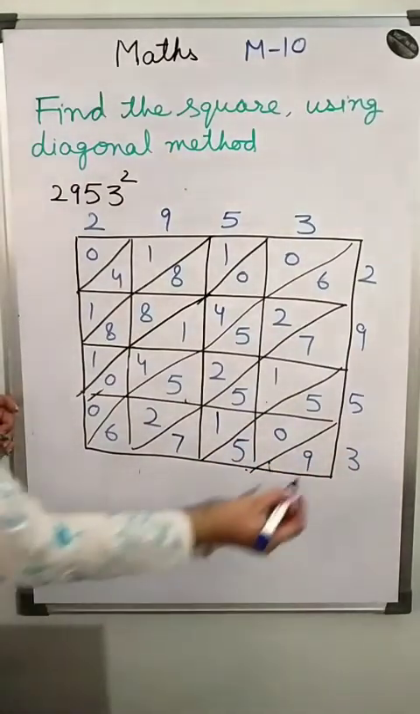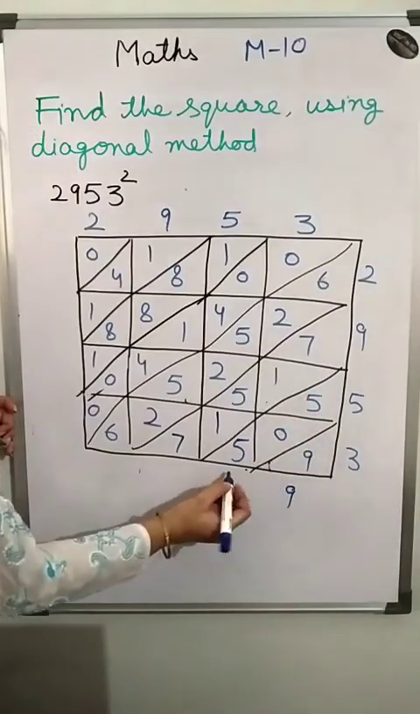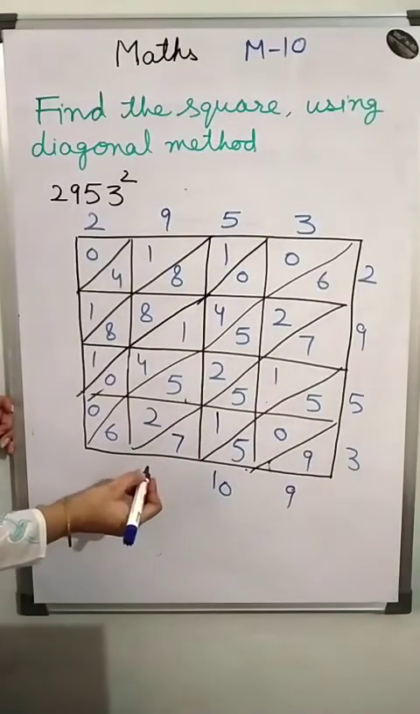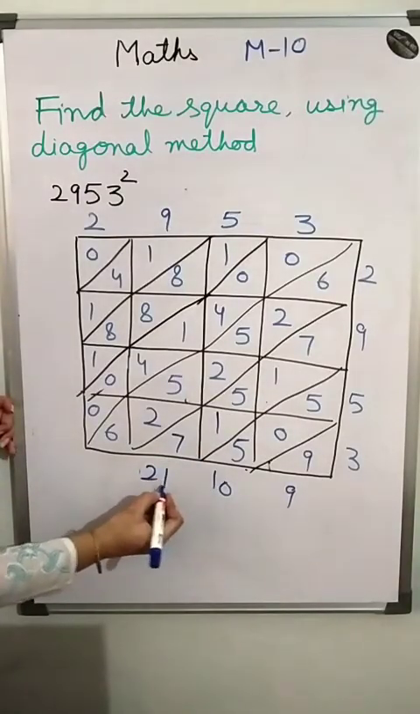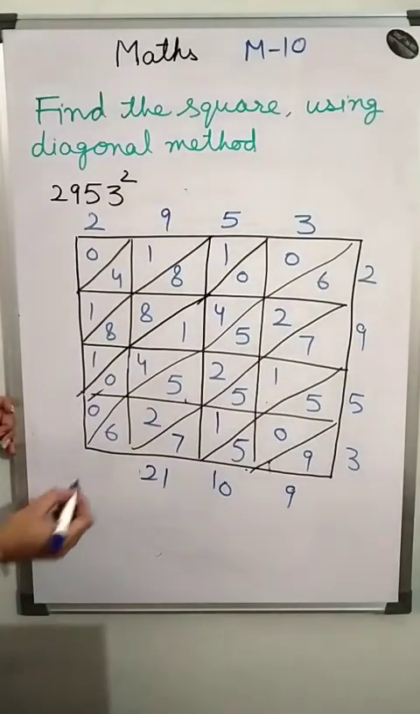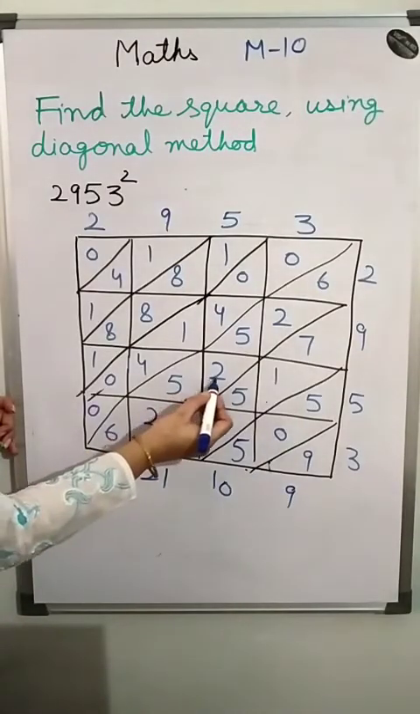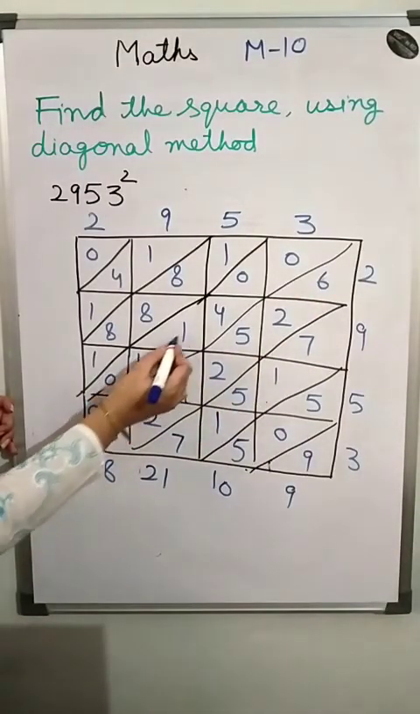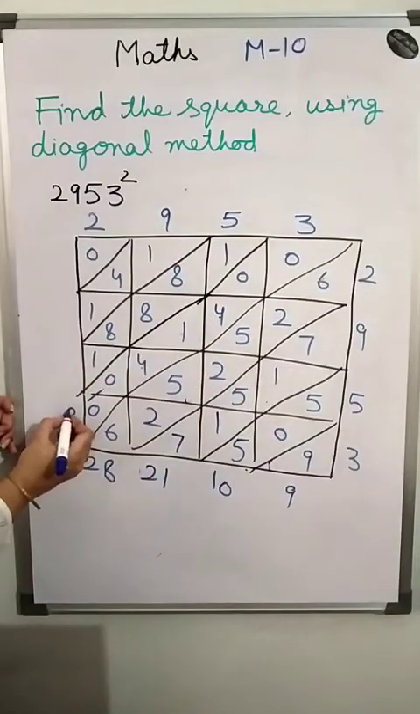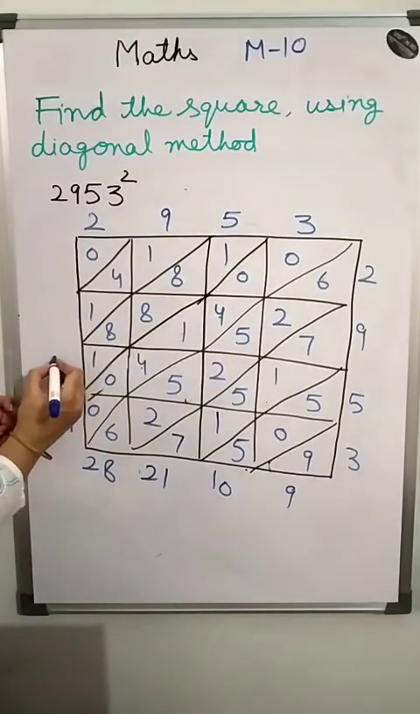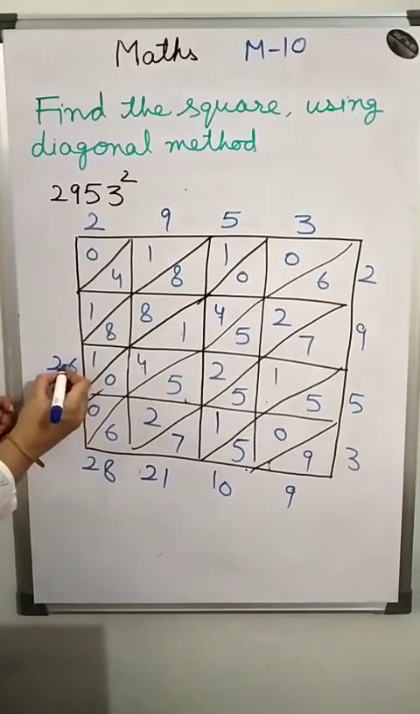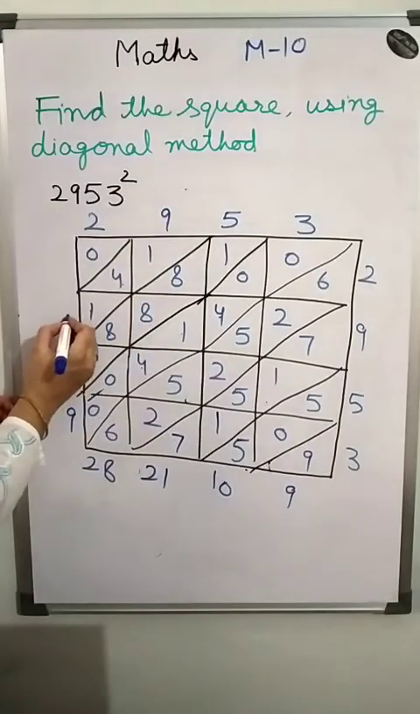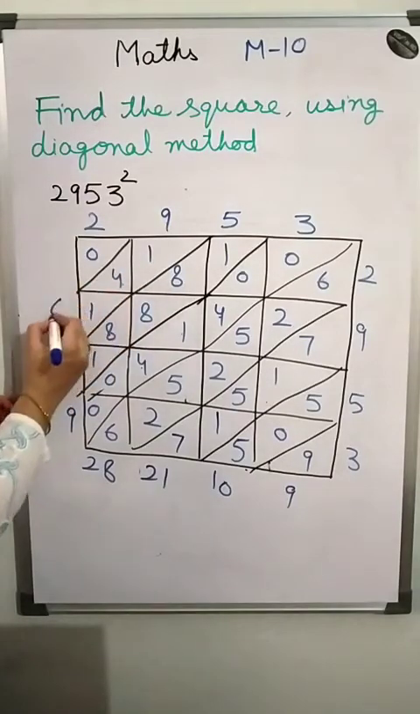Now add them diagonally. So it is 9, 5 plus 0 plus 5, 10. And it is 7 plus 1 plus 5 plus 1 plus 7 is equal to 21. Now add the next number: 6 plus 2 plus 5 plus 2 plus 5 plus 2 plus 6 is 28. And then 4 plus 1 plus 4 is equivalent to 9. And then 26, and 1 plus 4 plus 1 is 6.